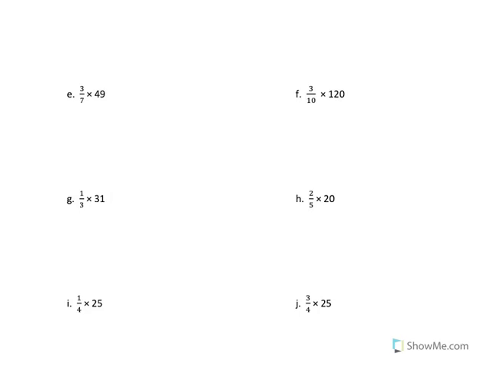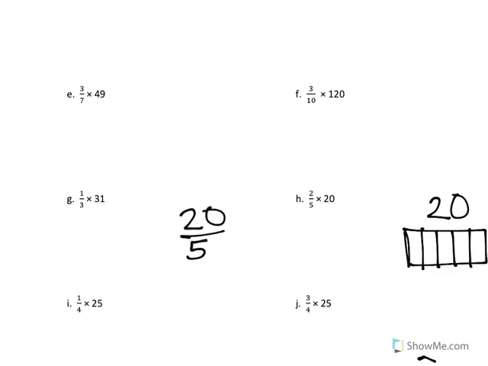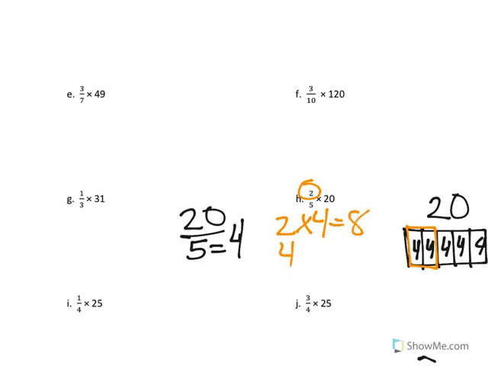Okay, let's look at H. I have 20 as my whole, and I need to break that up into 5 pieces. So technically what I'm doing is 20 divided by 5, which is 4. So that means each one of these is 4. And my numerator is telling me that I have 2 of them. So I can do 2 times 4, which gives me 8, or I can just add it twice, 4 plus 4, and that gives me 8. So therefore my answer is 8.